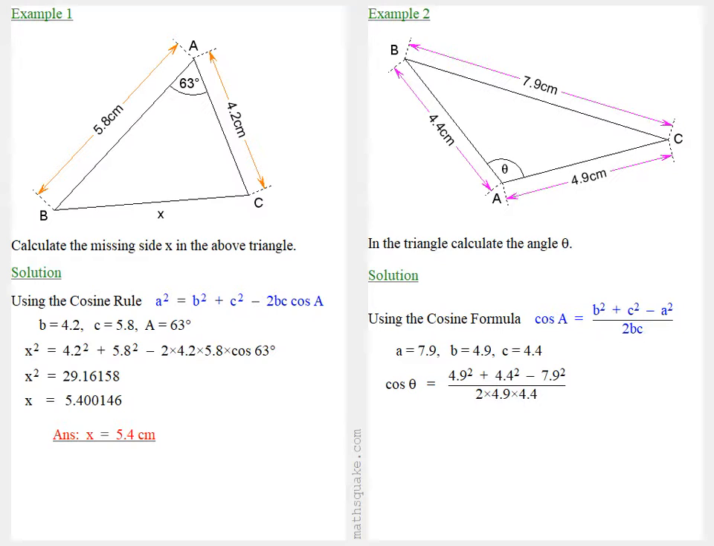So the cosine of theta is equal to 4.9 squared plus 4.4 squared minus 7.9 squared, all over 2 times 4.9 times 4.4, which is equal to minus 0.44155584. Now if we take the inverse cosine, that gives us theta is equal to the inverse cosine of minus 0.44155584, which is equal to 116.2034 degrees. So rounding it off to one decimal place, we have theta equals 116.2 degrees.